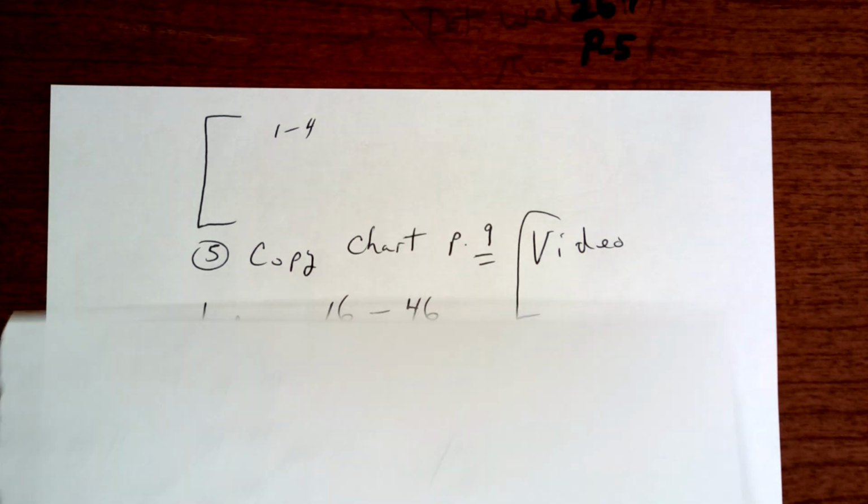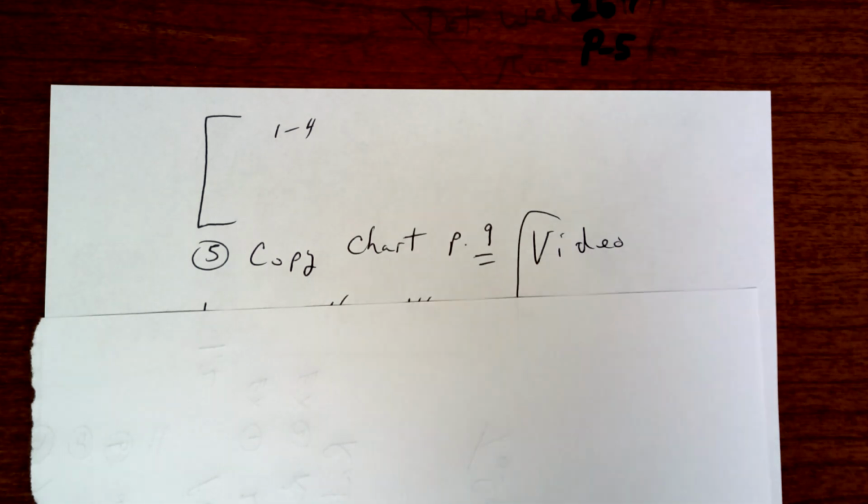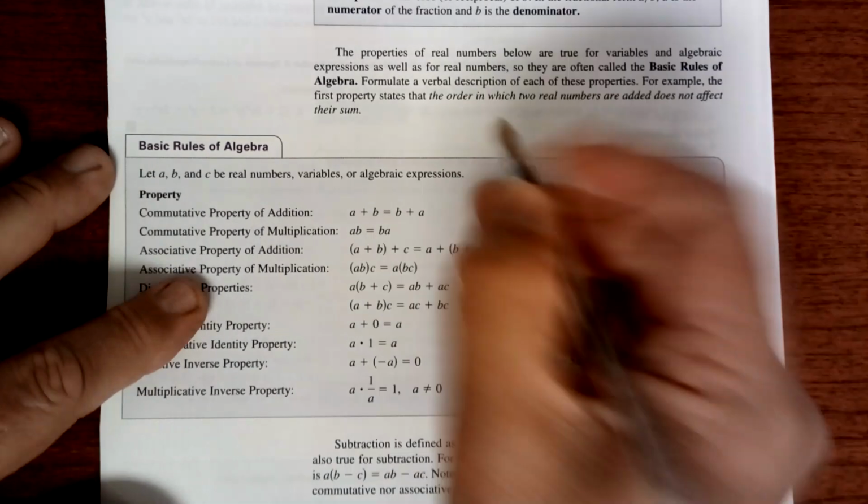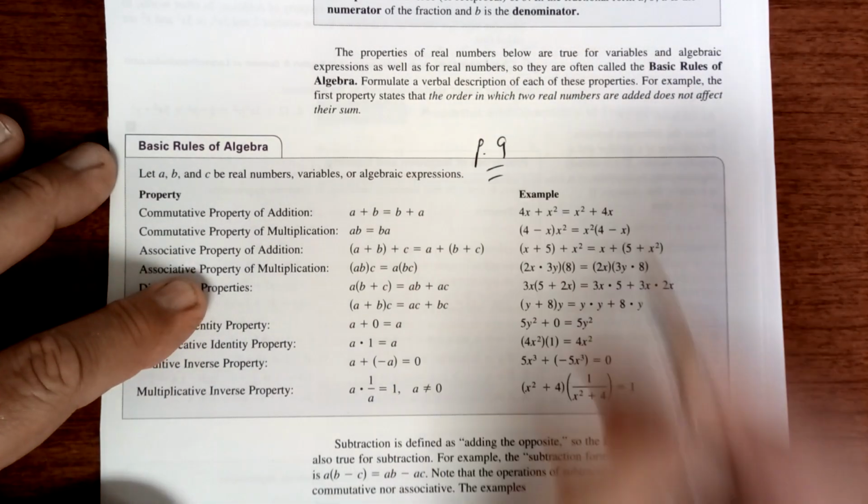properties. So let's go to page 9 before we do anything. And on page 9, there's a chart of properties. So I want you to take a look at these because I didn't go over it. So go to page 9, grab the book, and let's go over these.